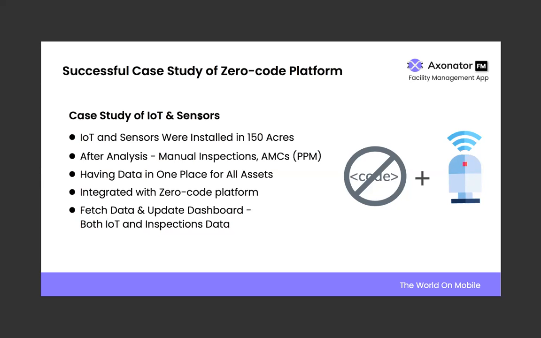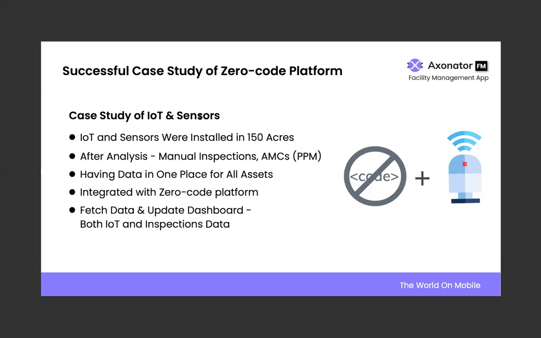It was a 150-acre campus where they have a lot of assets and different shops installed for assembly lines and production. We saw that they had installed a lot of IoT devices and sensors in the facilities, but those sensors sometimes don't work, or sometimes they need inspections due to environmental impacts on the sensors that have to be taken care of. Even with this automated system, they need manual intervention for the inspections of those devices. Also, there is planned preventive maintenance of those devices, like the yearly and quarterly AMCs.